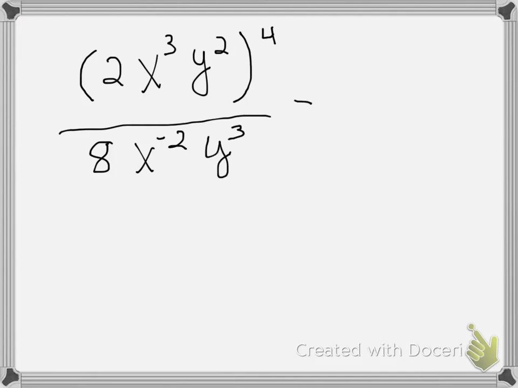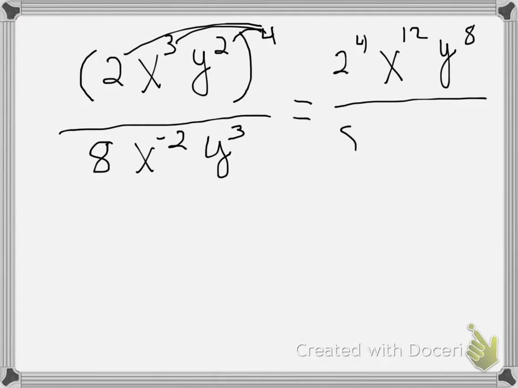Okay. Well, the first thing I'm going to do with this is I'm going to distribute that exponent 4 onto everything in the numerator. That becomes 2 to the 4th, x cubed to the 4th power is x to the 12th, y squared to the 4th power is y to the 8th, and that's all over 8 x to the negative 2 y to the 3rd.